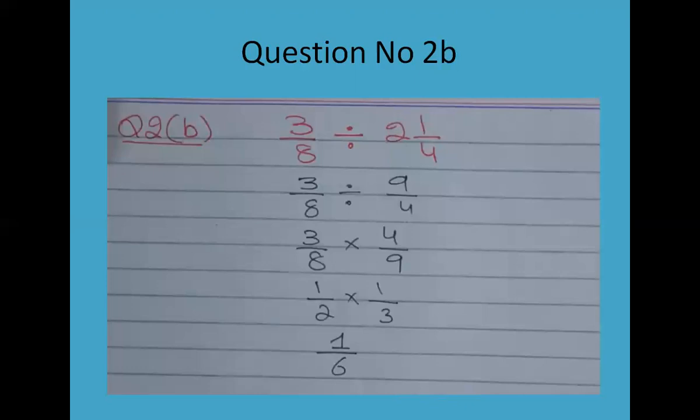Okay, so question number 2, B part, we have 3 by 8 divided by 2 whole 1 by 4. So 3 by 8 divided by, 4 2s are 8, 8 plus 1, 9, 9 by 4. So 3 by 8 divided by 9 by 4. So when I will convert this divide sign into multiplication sign, this fraction will reciprocate, it will flip. So you will have 3 by 8 multiply 4 by 9. So here we have two fractions which are multiplying with each other. The numerator will multiply with the numerator, the denominator will multiply with the denominator. If the numerator and the denominator can be cancelled, they will be cancelled. So here 4 and 8 can be cancelled, 3 and 9 can be cancelled. So you are left with 1 by 2 multiply 1 by 3. So the final answer will be 1 by 6. Hopefully you understand.